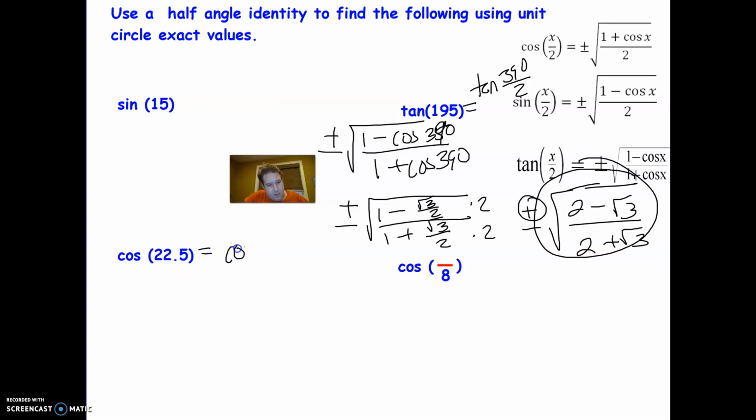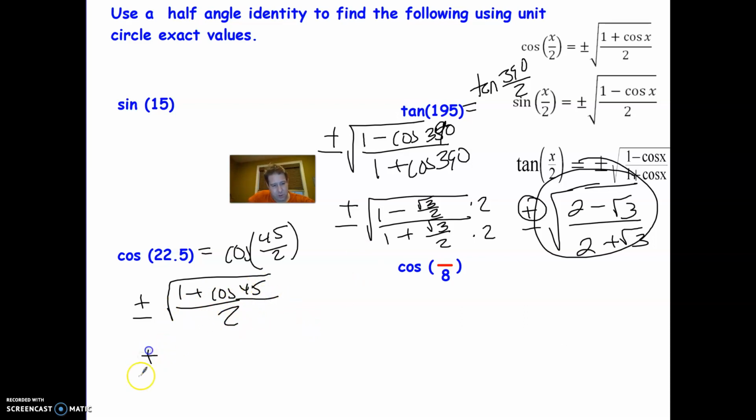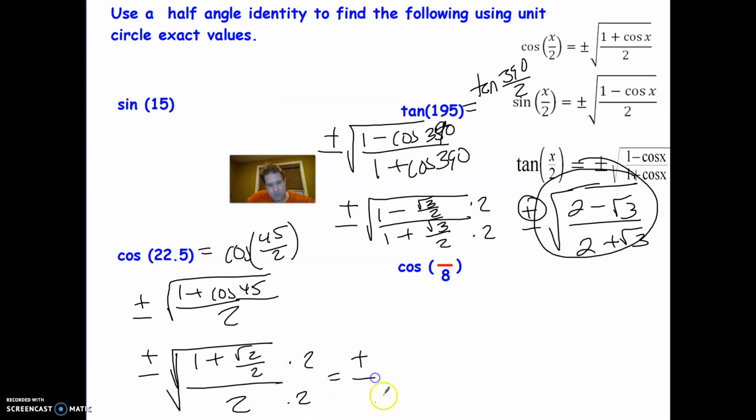Okay, so 22.5 degrees is half of 45. So this is the same thing as cosine of 45 over 2. So I'm going to be putting 45 in for x into the cosine equation, which is this one. So it's positive or negative square root of 1 plus cosine of 45 over 2. Okay, so cosine of 45 is square root of 2 over 2. Positive or negative 1 plus square root of 2 over 2 over 2. And then I'm going to multiply both top and bottom by 2. So that gives me plus or minus 2 plus square root of 2 over 4.